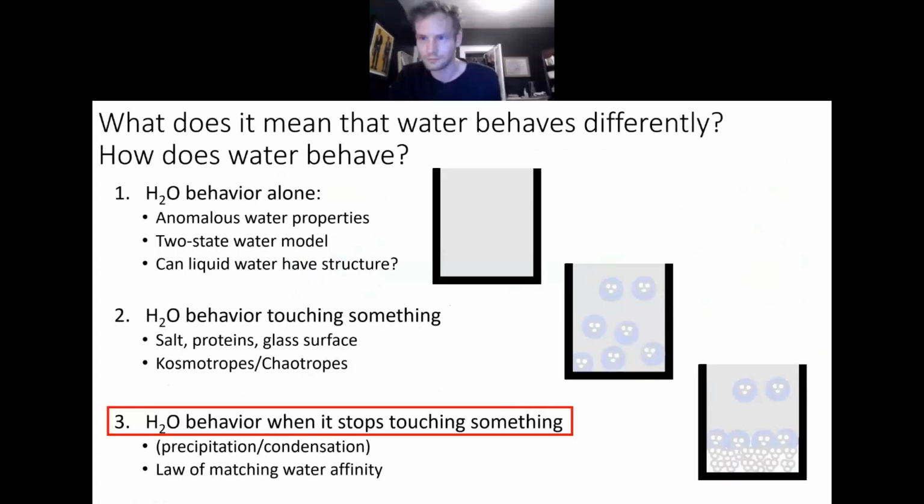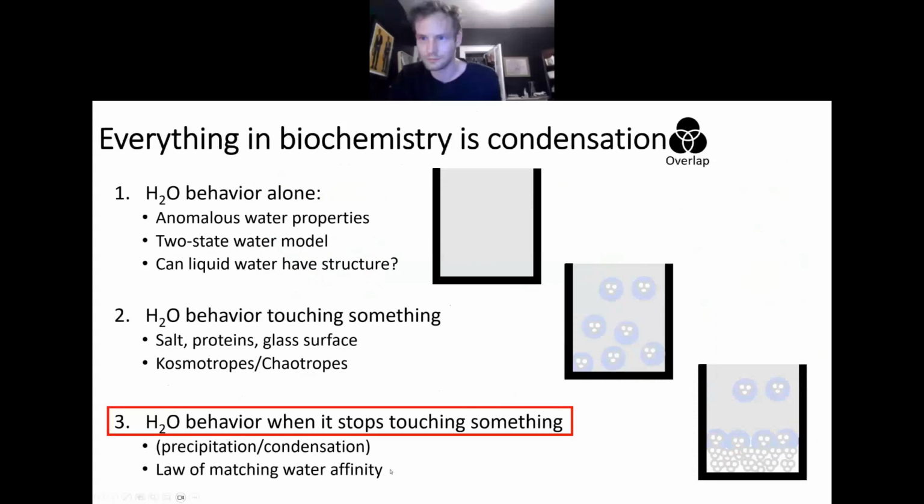So now I've covered how water behaves alone in a glass, what happens to water when it's touching something, and how things can be either cosmotropes or chaotropes, and then what are the conditions when things precipitate, and how the law of matching water affinity can help us determine what precipitates. And so with this, I have this idea that everything in biochemistry is actually a condensation reaction.